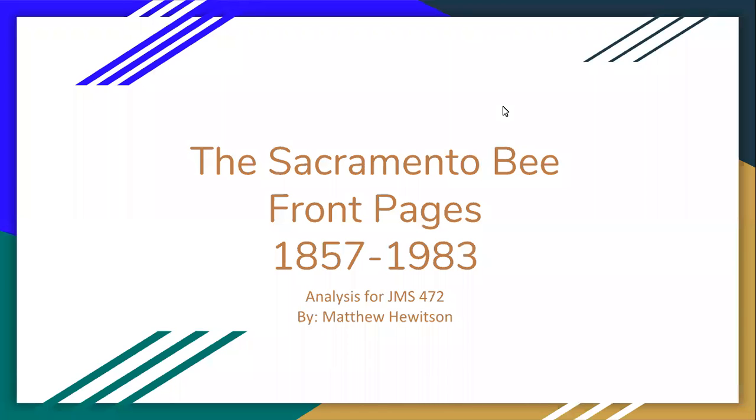Hello to all. My name is Matthew Hewitson, and the newspaper I will be analyzing for the front pages in this report is the Sacramento Bee, dated from 1857 to 1983. Something you will notice immediately when first glancing at this front page is the name.